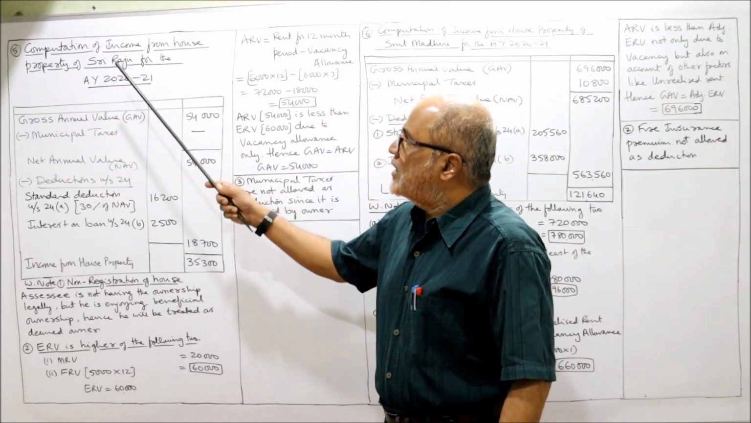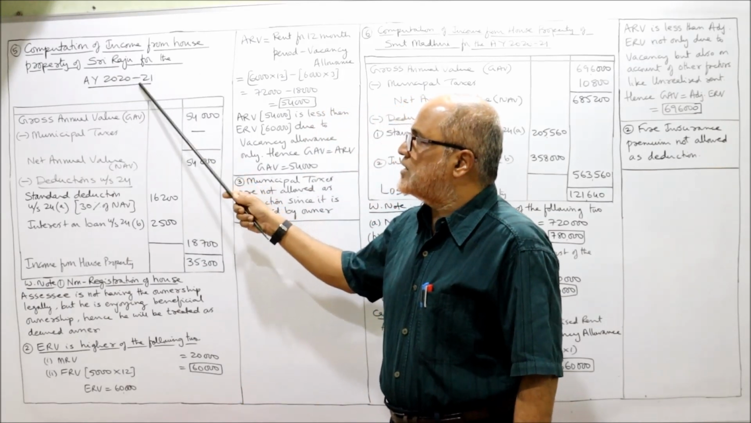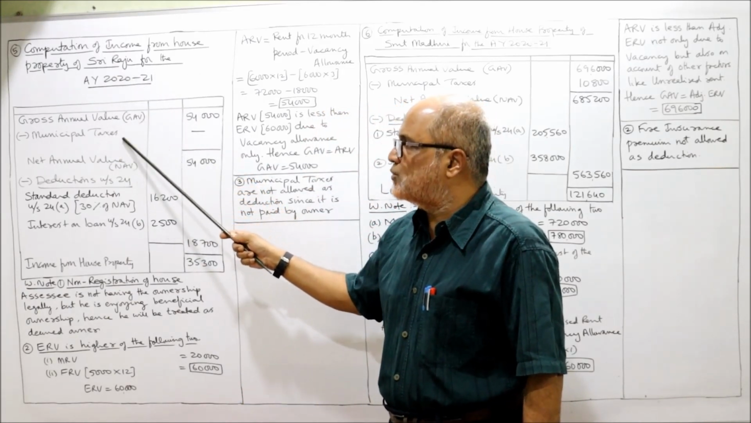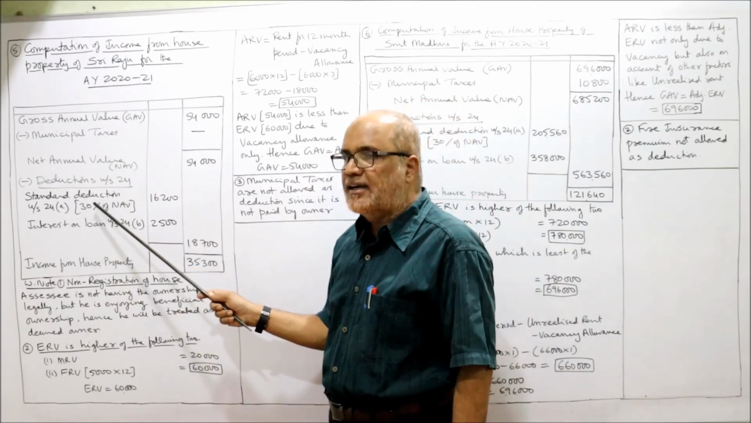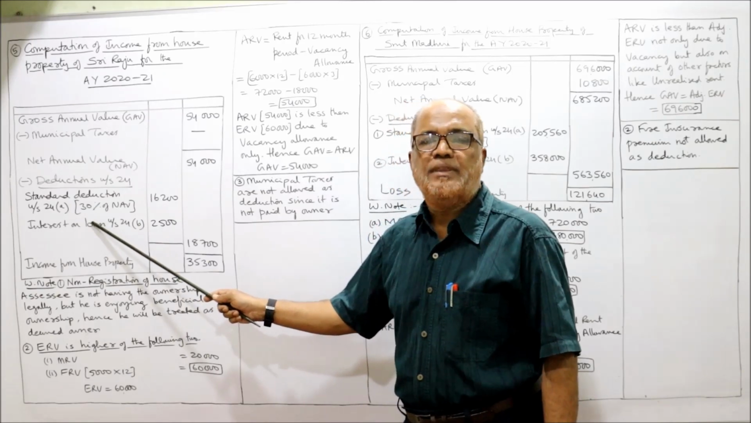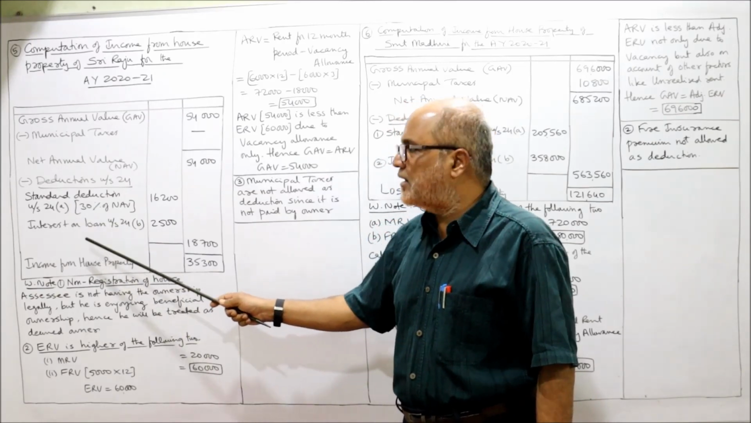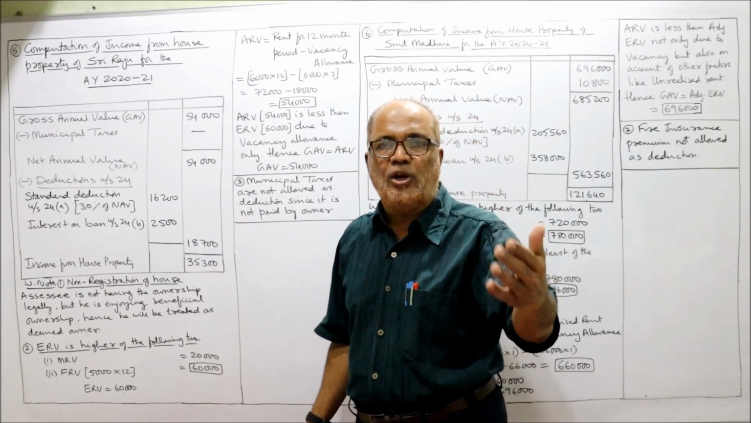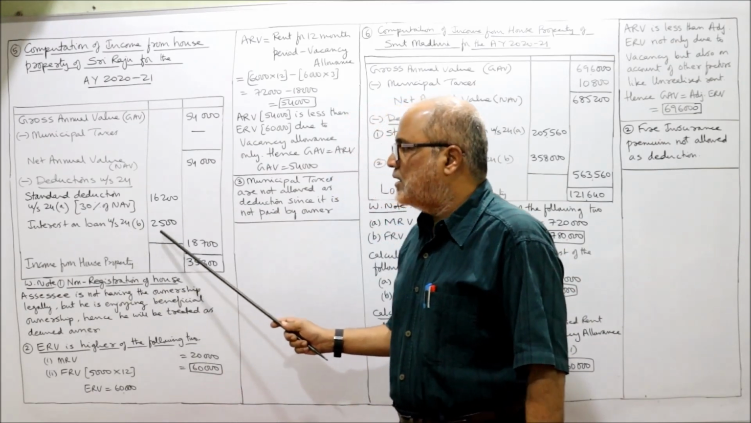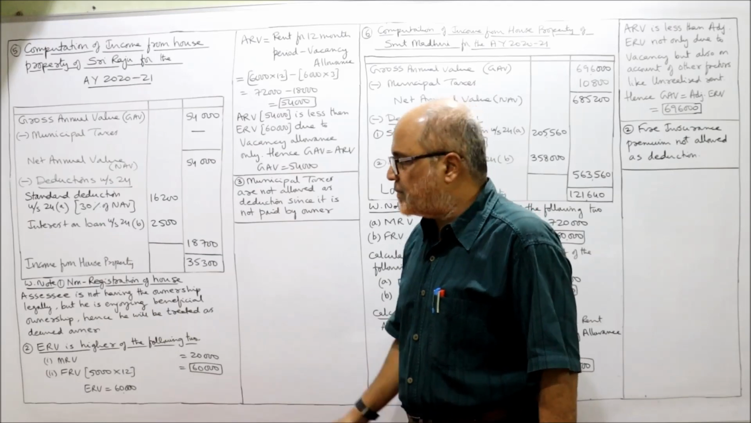Now what is the procedure? Computation of income from house property of Sri Raju for the assessment year. Gross annual value GAV, less municipal taxes, gives the net annual value. Deduction under section 24: standard deduction under section 24A, that is 30% of NAV, and interest on loan taken to purchase, construct, repair, renovate or reconstruct the house. Now we will see the adjustment.